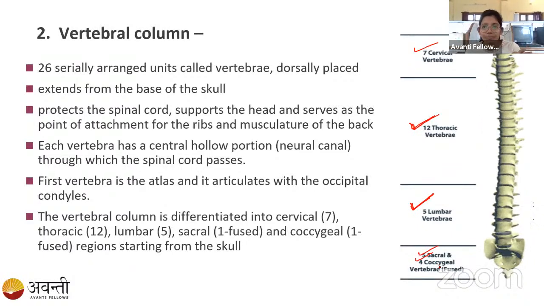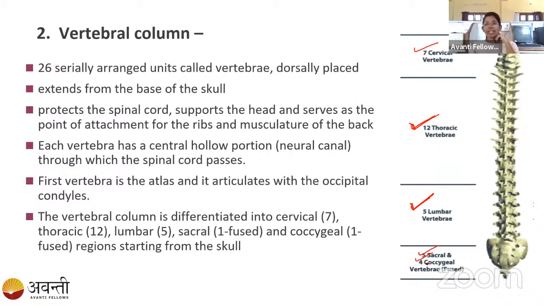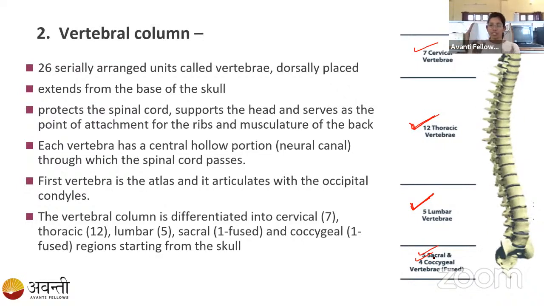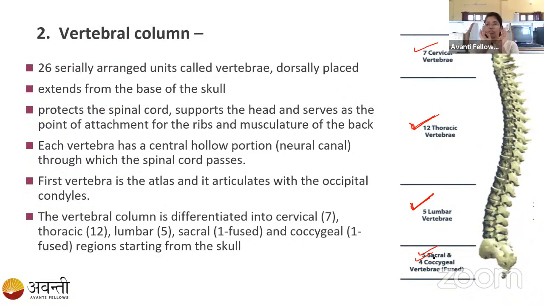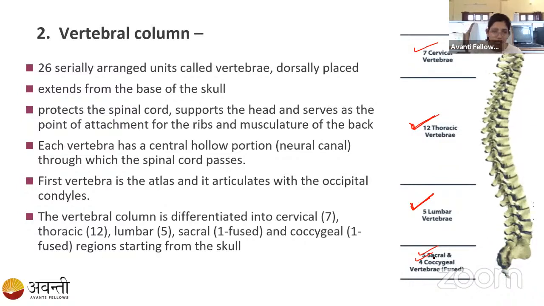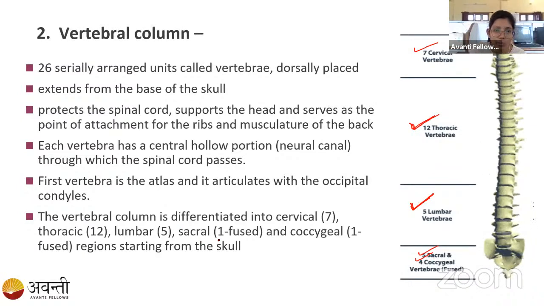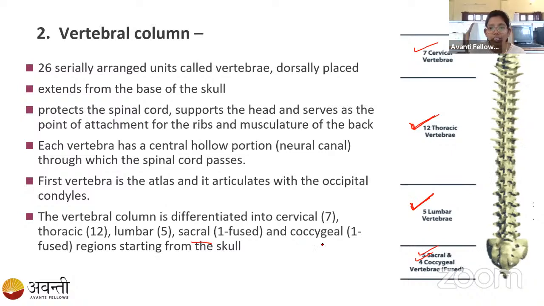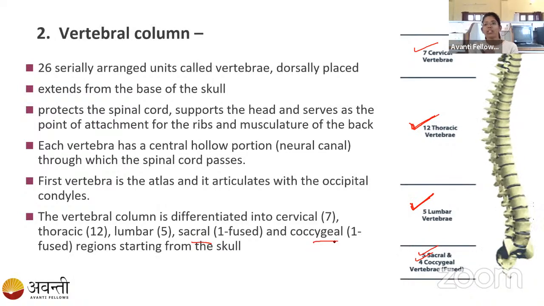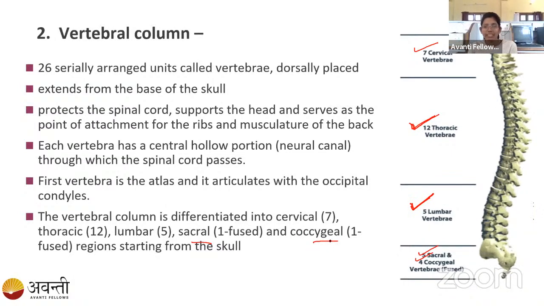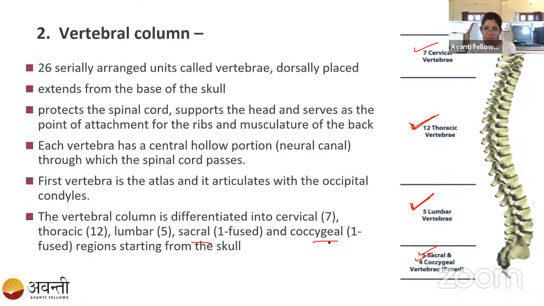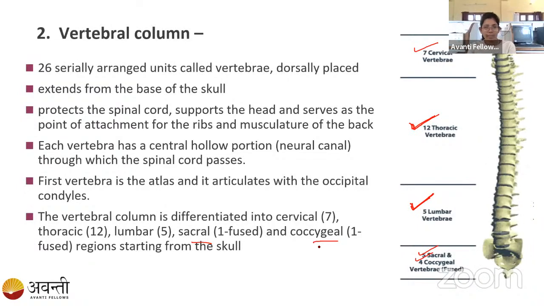Is that clear to you? 7 cervical, 12 thoracic bones which are present just backside to the thoracic cavity, and 5 lumbar. And below the lumbar, we have the sacrum and the coccyx bone. Coccyx, or the tailbone, we can say. Coccygeal, coccyx bone, or the tailbone. Anything we can say.